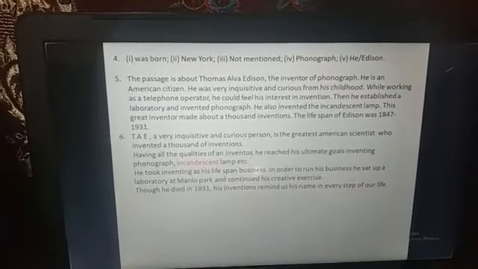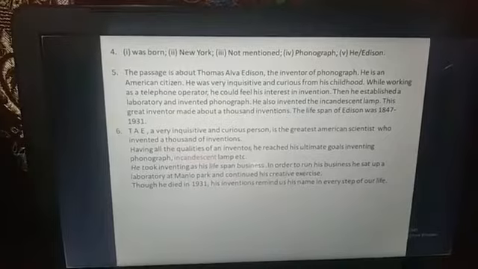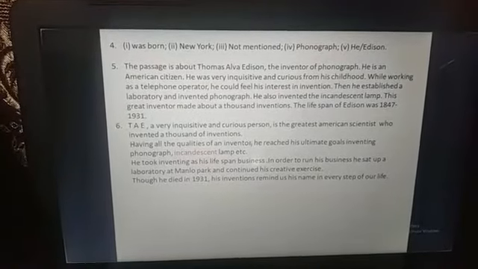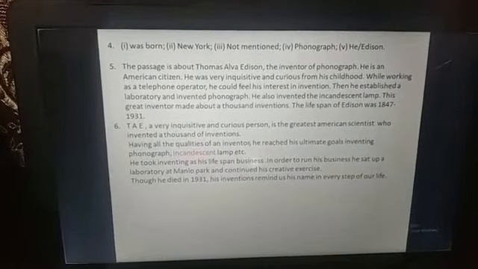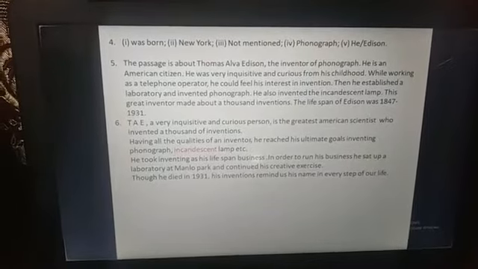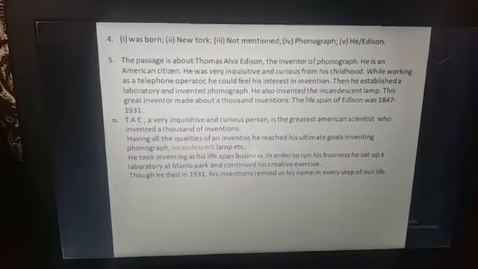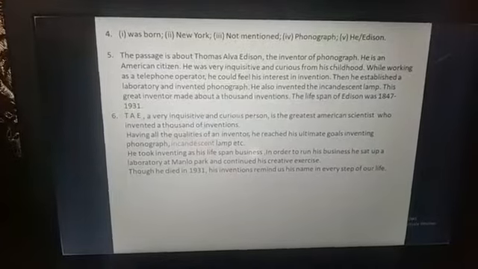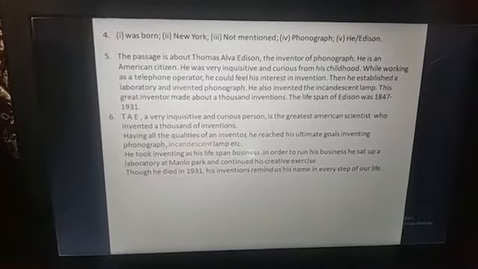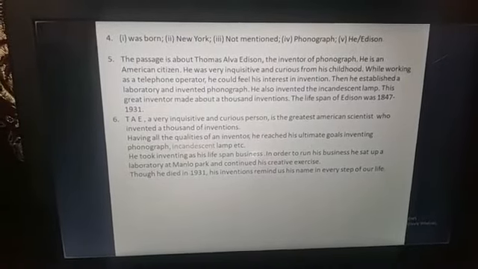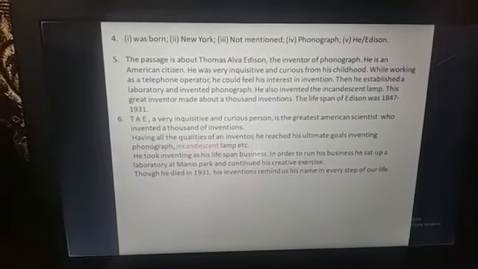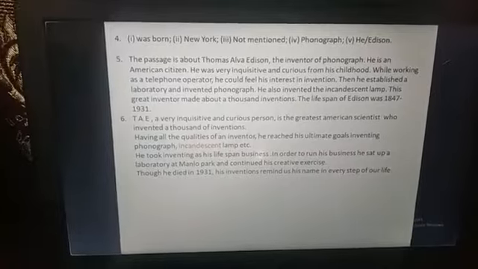In number 5, the writer of that book has written that the passage is about Thomas Alva Edison, the inventor of the phonograph. I don't like this. You should never write "the passage is about" or "the passage tells us." I think it is very silly and not good quality. That is why you should start the summary with the person, not with this type of sentence.